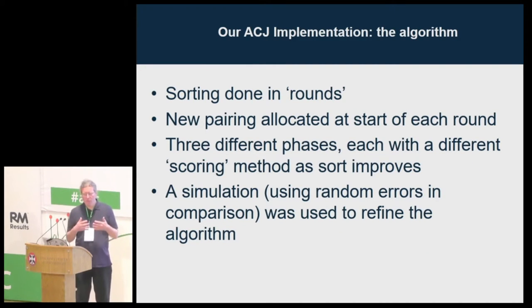So the process, the algorithm, it's rounds of sorting. In each round, the people doing the marking or the grading just look at two things at a time and decide which is better. Each artifact, each piece of work, will be judged at least once and probably not much more than once, depending on random things about who turns off when people are looking at things. These rounds are put into three slightly different phases, which I'll talk more about in a minute, but they have slightly different scoring algorithms to improve the quality of the sorting.